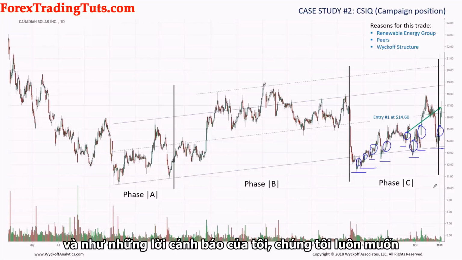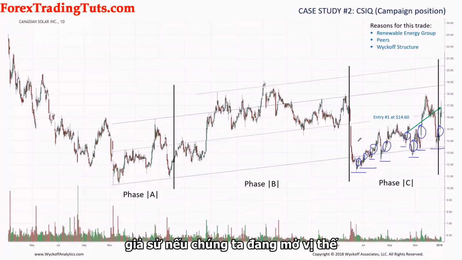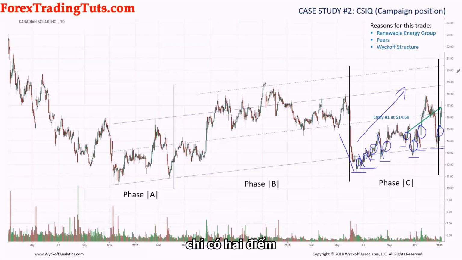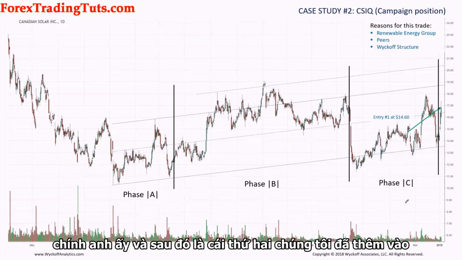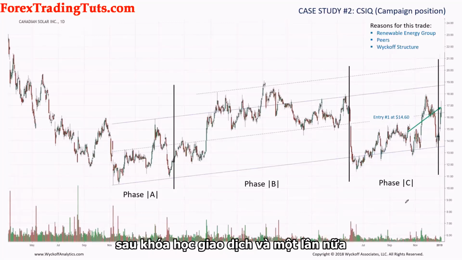And as Wyckoffians, we always want to open the position, let's say if we're opening the position to the upside, after reaction, after reaction, after reaction. There are two spots only. One was identified by Wyckoff himself, and then the second one we added in the Wyckoff trading course. And again, this is something that we'll talk about.